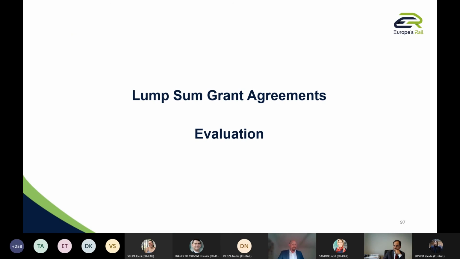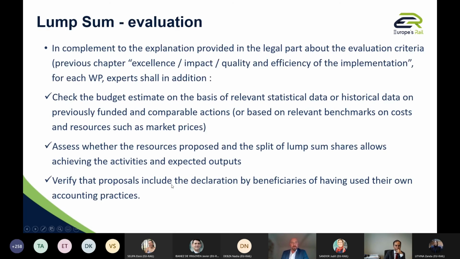Okay, so coming back again to the question of this morning and how we will do the assessments. We have this slide just to complement a little bit the points that were raised and explained earlier by Carlo, Giorgio and also Valerie about the evaluation. Next, please. You know now that in the evaluation process, there are the evaluation criteria of excellence, impact, quality, and efficiency of the implementation. Okay, so this is what will be done.